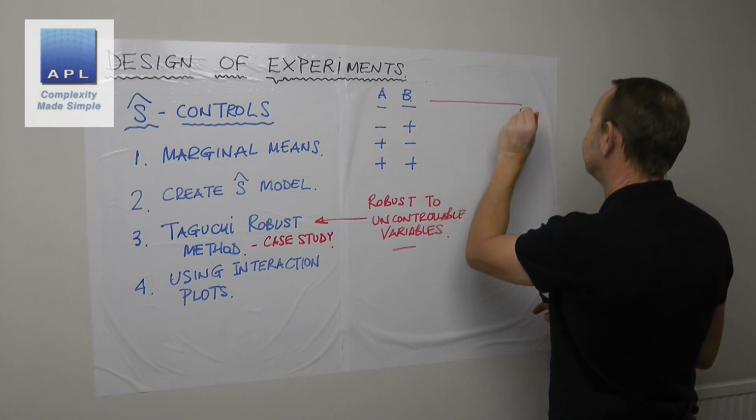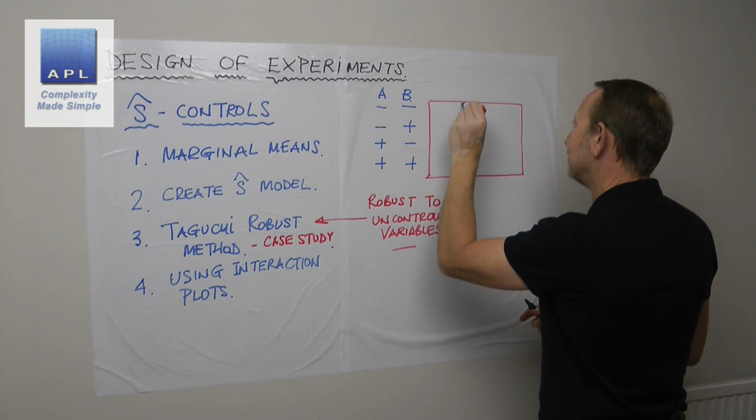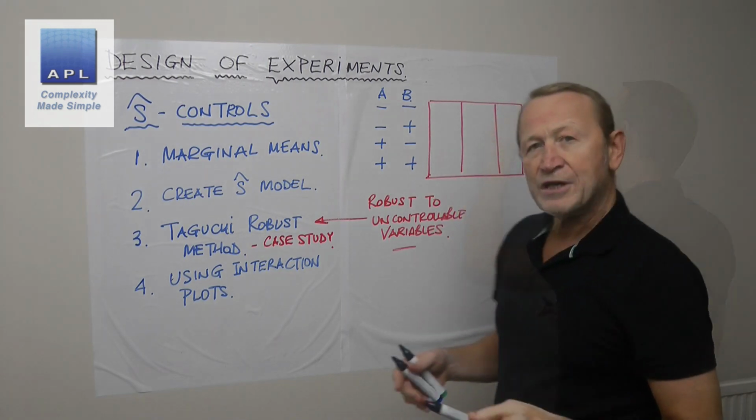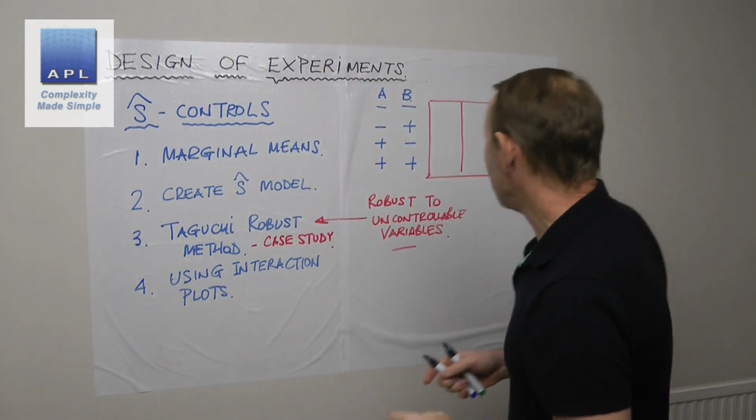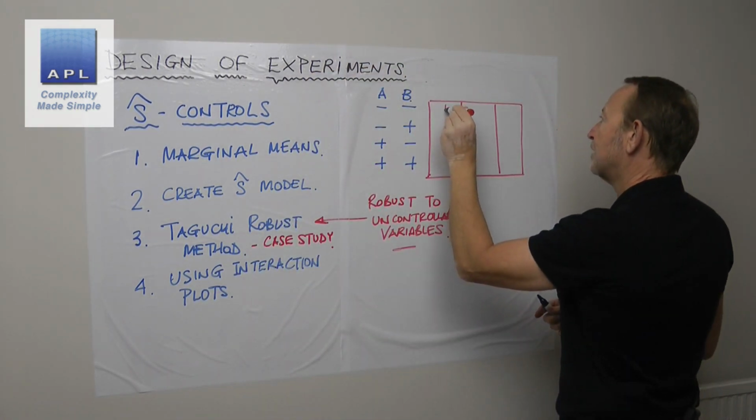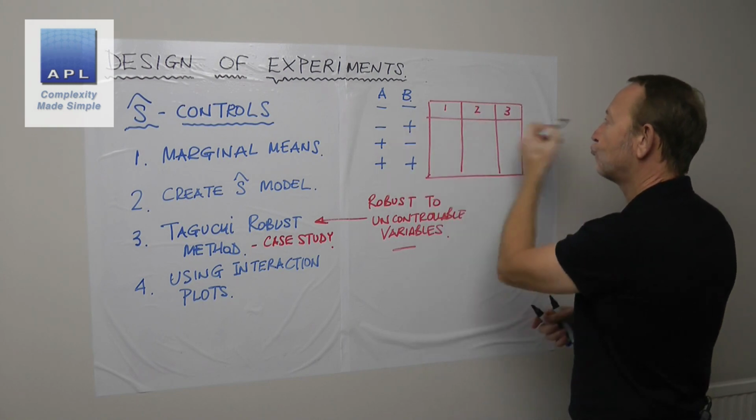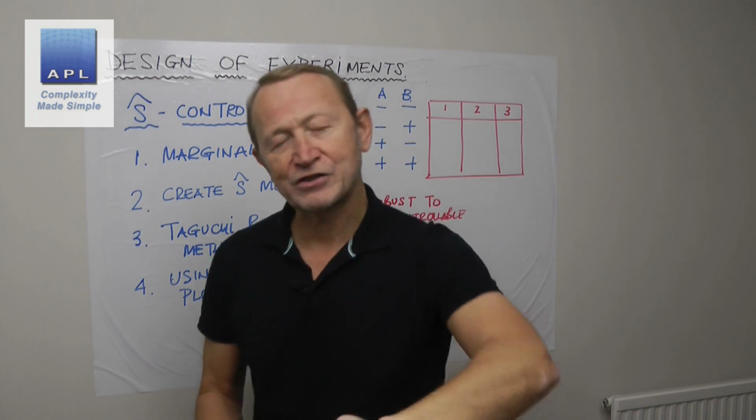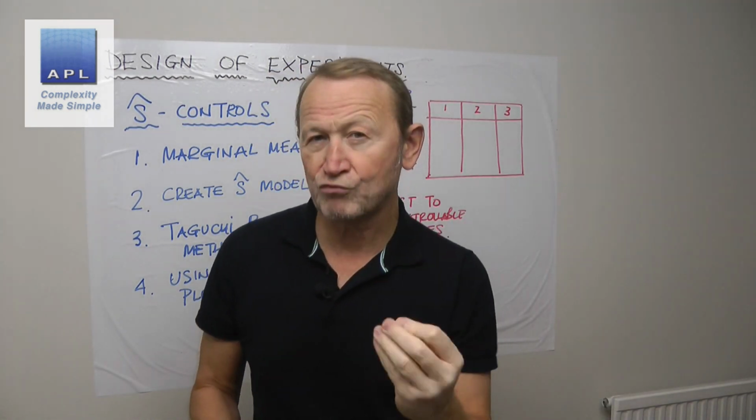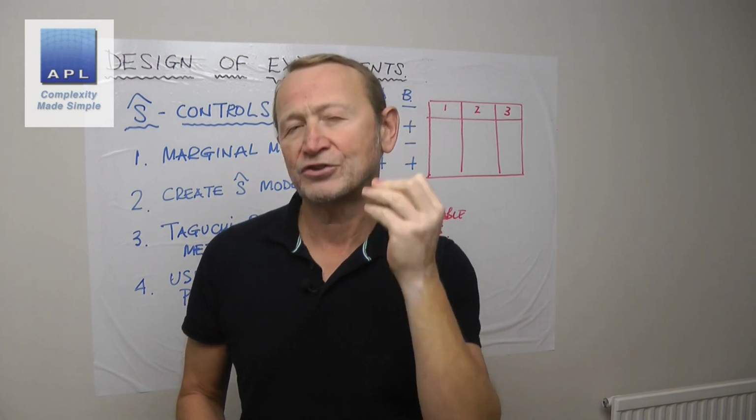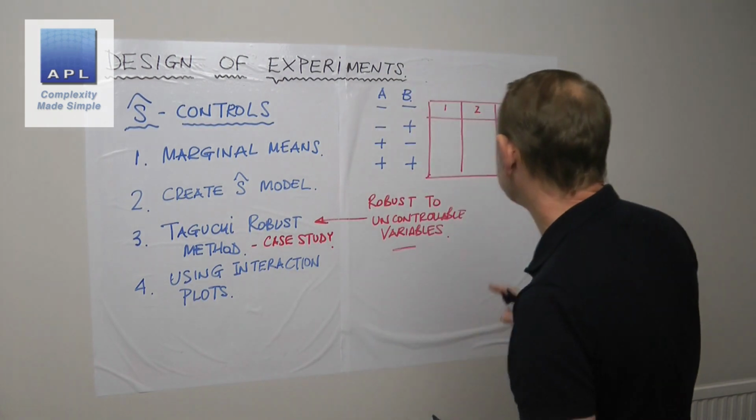Well, you do this. Here's the data table where you're going to collect data. Now, normally what I would do with a DOE is I would collect data across the row. So I would collect sample 1, 2, 3 straight across the row, having set up that first combination. But the Taguchi robust method asks you not to do that. Here's what he wants you to do.